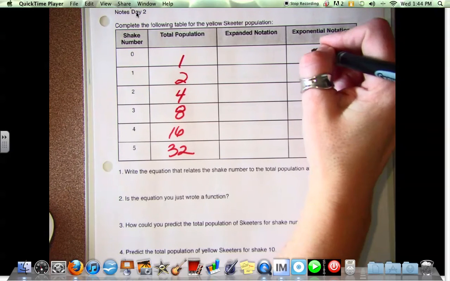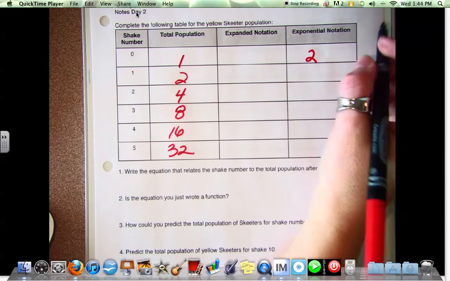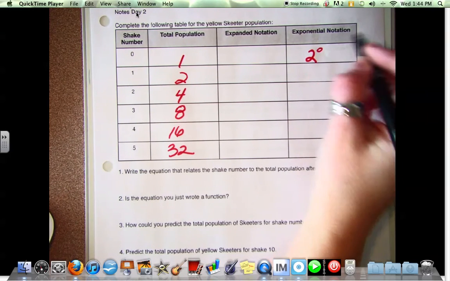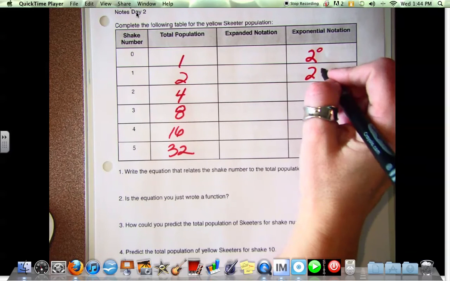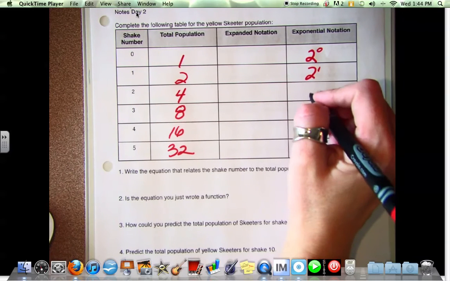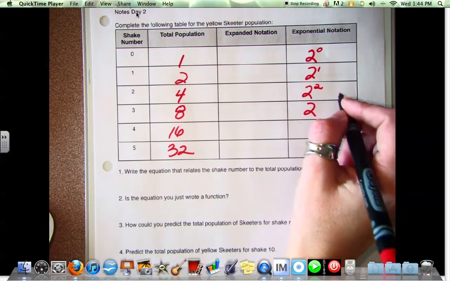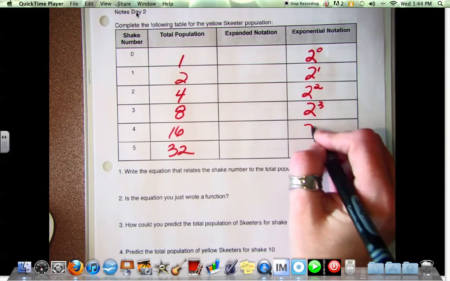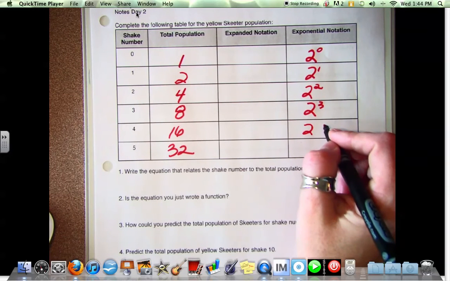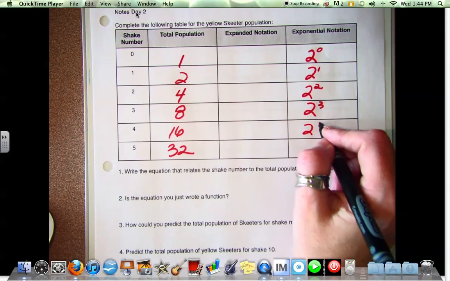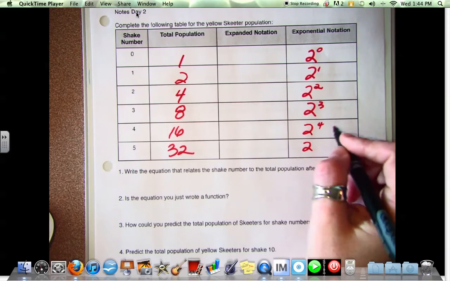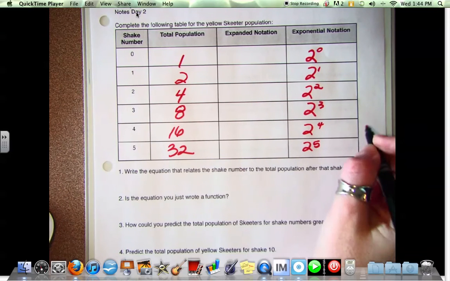So, 2 to what power gives us 1? Zero. 2 to what power gives us 2? One. 2 to what power gives us 4? 2. 2 to what power gives us 8? 3. 2 to what power gives us 16? 4. And 2 to the 5 gives us 32.